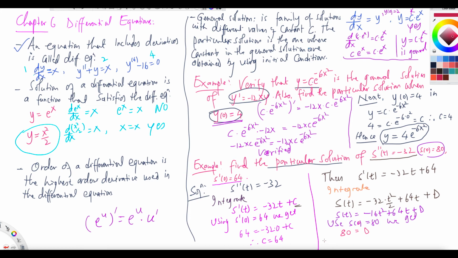So what is the final answer? Hence, the final answer for the particular solution is s(t) equals negative 16t squared plus 64t, and replace that d by 80, so plus 80. That is the final answer. Okay guys, so this is how we find the particular solution, as well as verify whether a function is a solution of the differential equation or not.